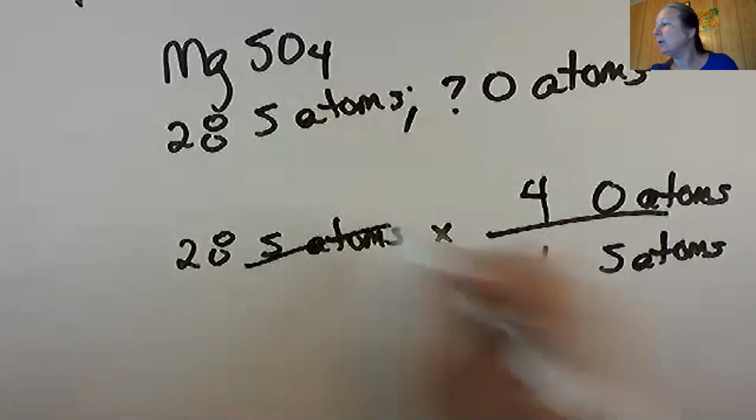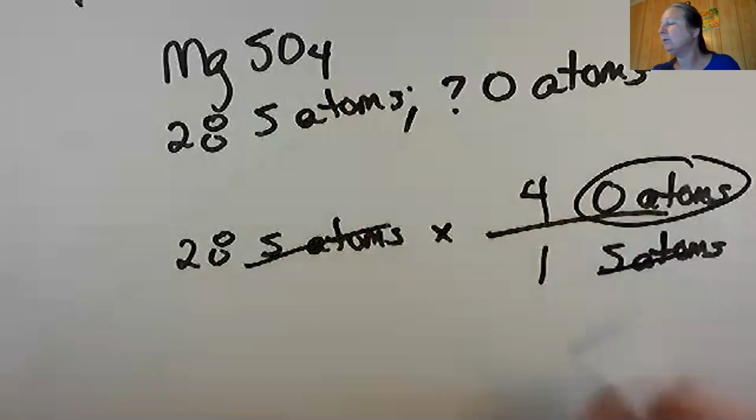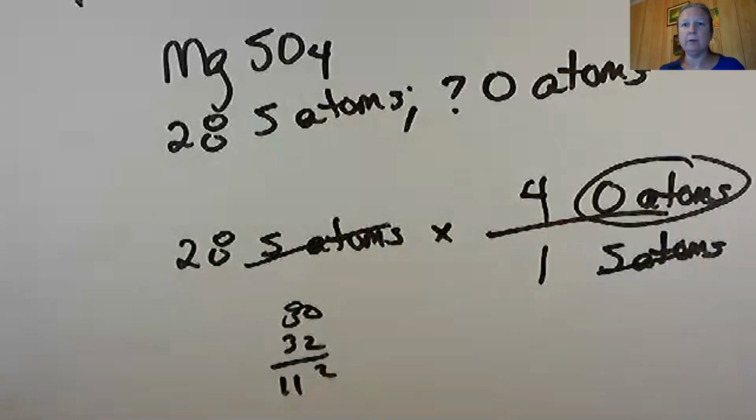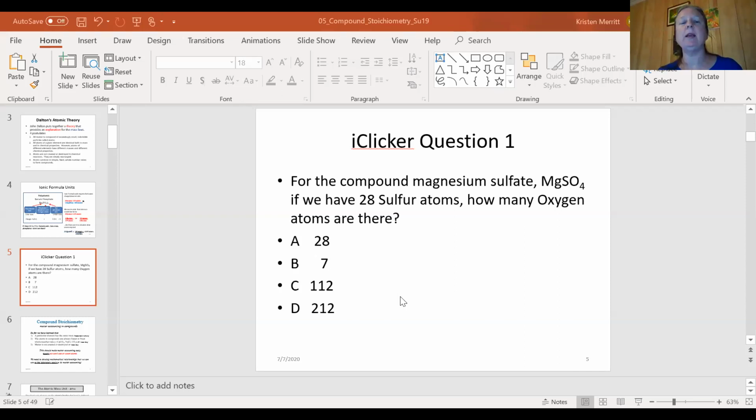So cross out my sulfur. Yep, there's my oxygen. And then 28 times 4, so 80, 32 to 112. Let's see if there's one of those answers on the slide. Oh, good. There is. So the answer is C. And you work it out like any other conversion. Just be careful what you put where. Make sure your units cancel out.